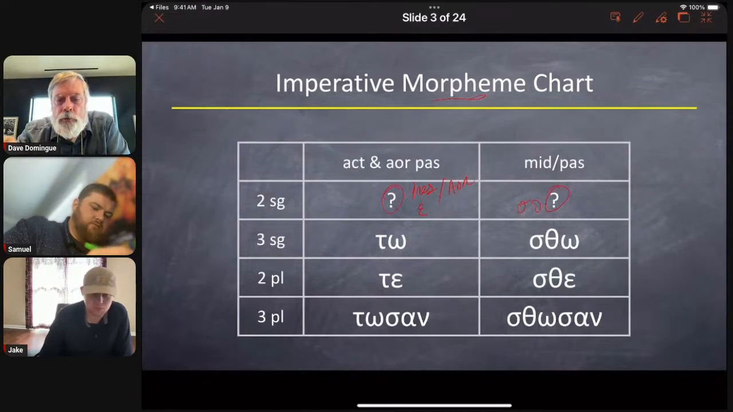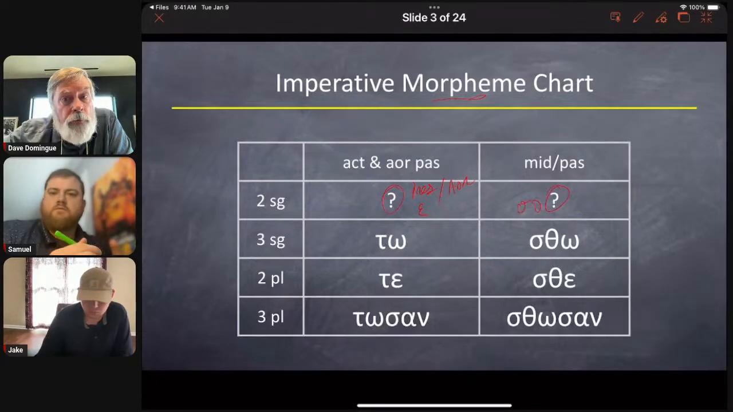Let me switch screens. I want to show you something real quick in Mounce's morphology book. You'll both have this book, by the way. Stop share. Present a different screen.